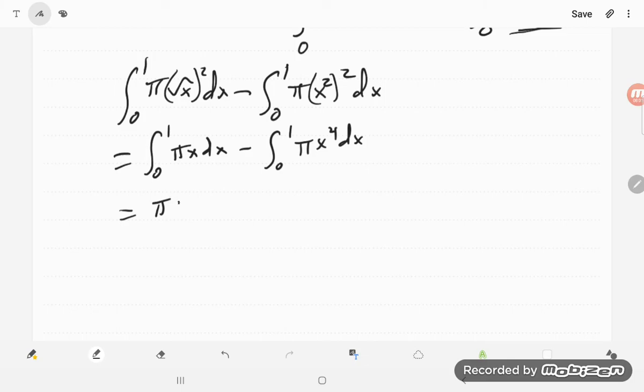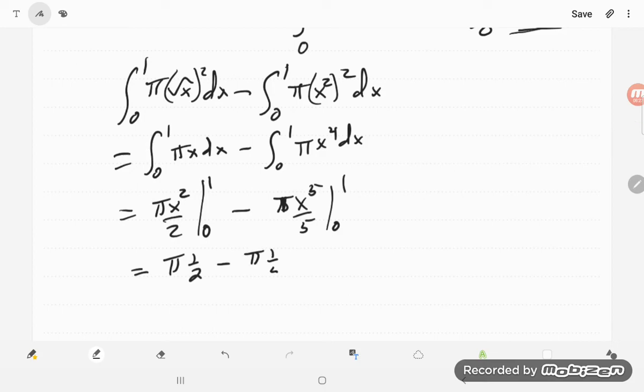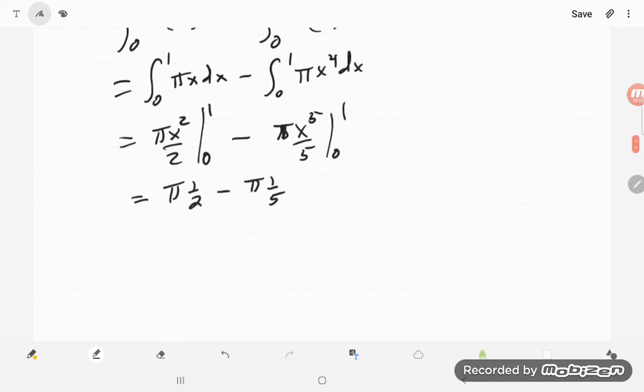But, well, we'll do the antiderivative, pi x squared over 2 from 0 to 1, minus our antiderivative pi x to the 5th over 5 from 0 to 1. And so we get pi times a half minus pi times a 5th, because zeros don't do anything there. And so that's 5/10 minus 2/10 or 3/10. So that's 3 pi over 10. And that is indeed what they got in the text.